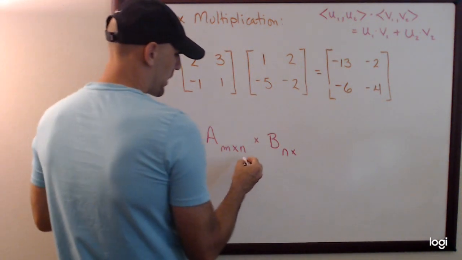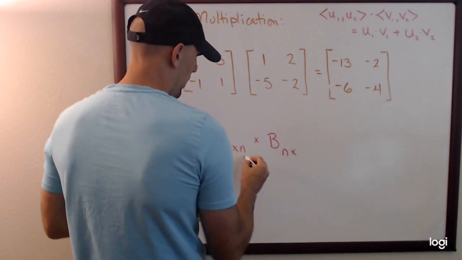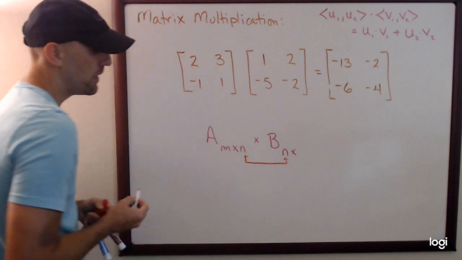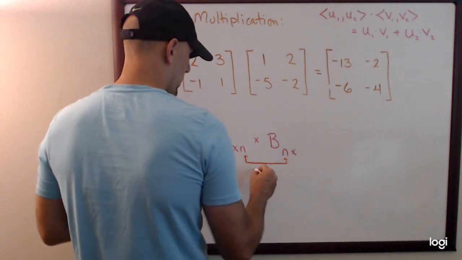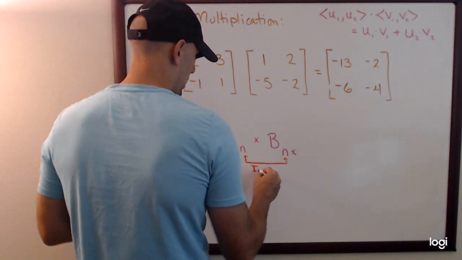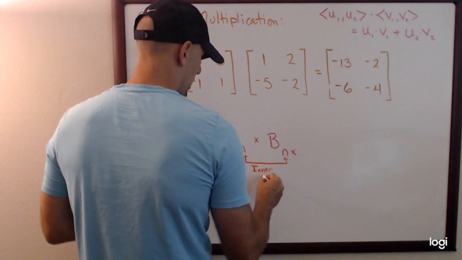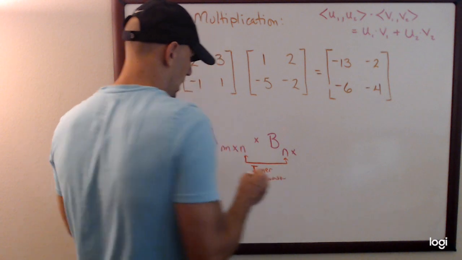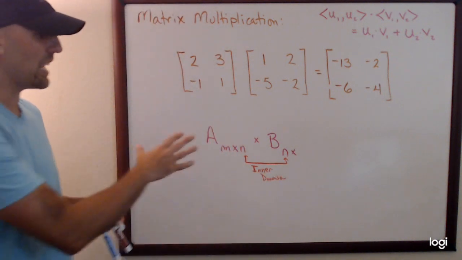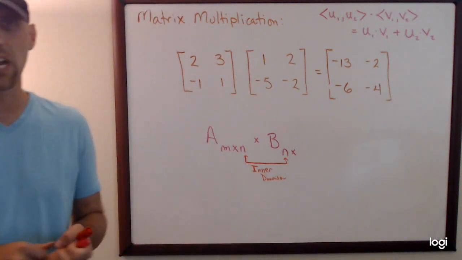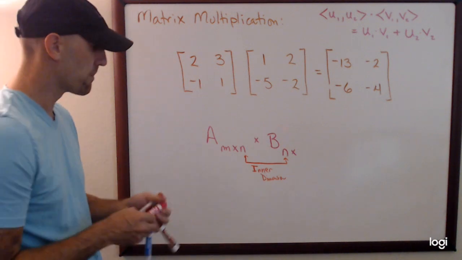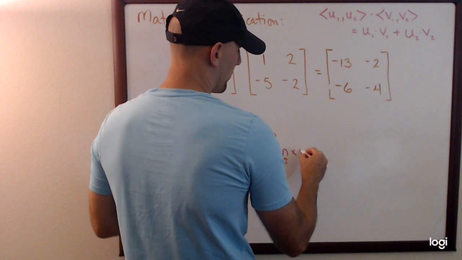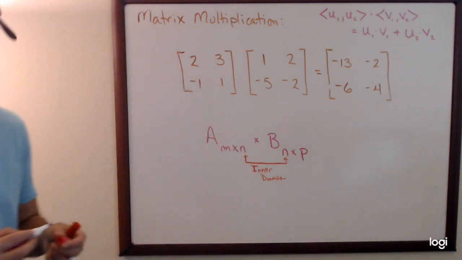These are called the inner dimensions. And if they're not the same, then this product can't even be done. I'll show you an example in a second, right? Well, what about the number of columns for B? Well, that actually doesn't matter. I mean, anything you want, right?